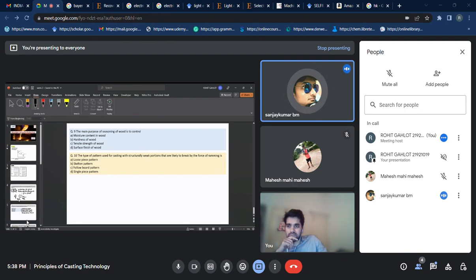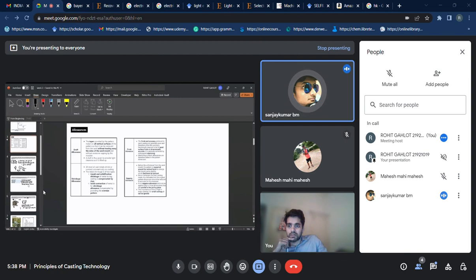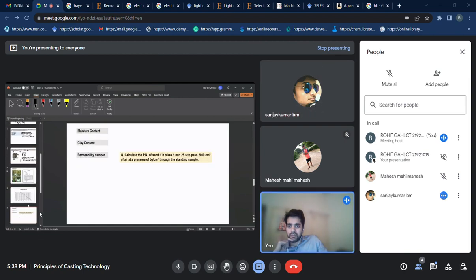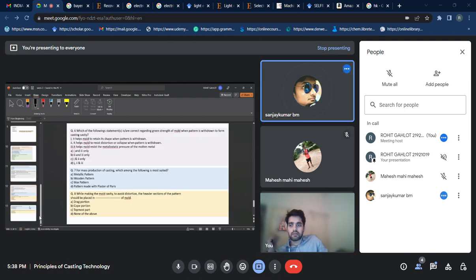Yeah, correct. And the final one: the type of pattern used for casting with structurally weak portions that are likely to break by the force of ramming is the follow board pattern.